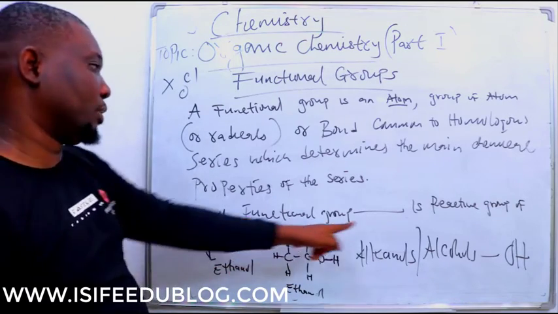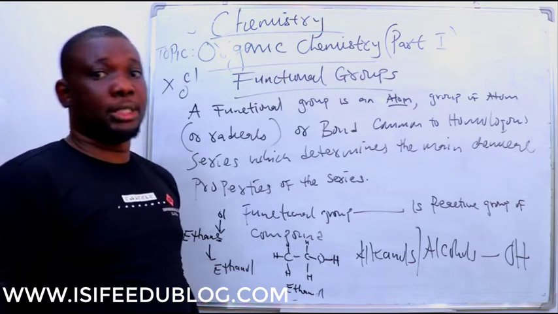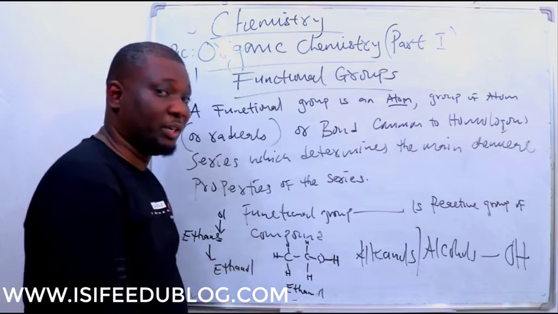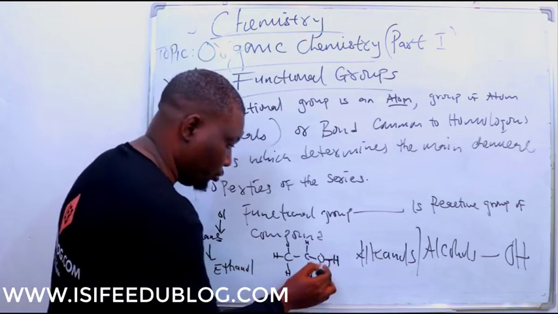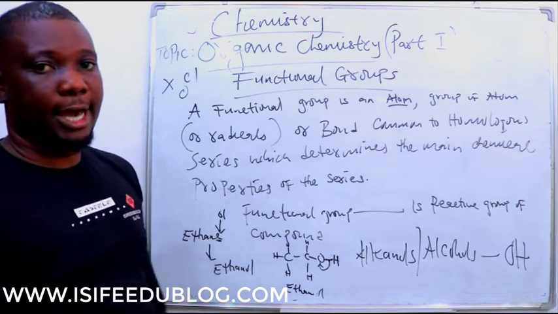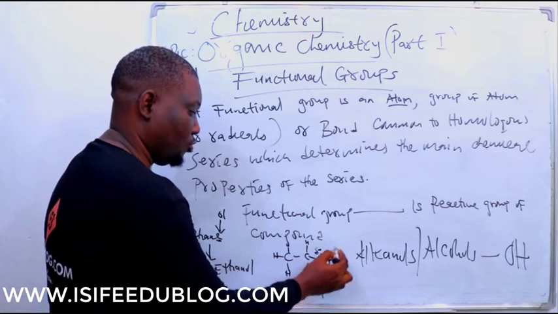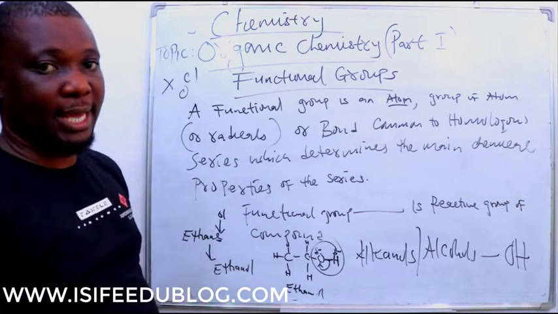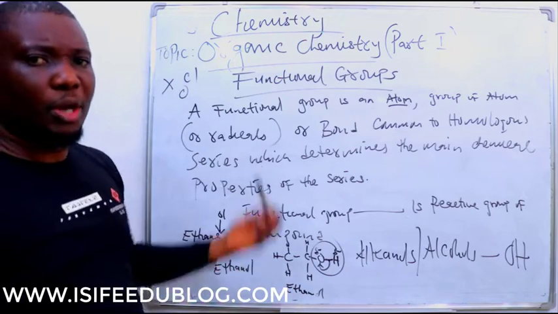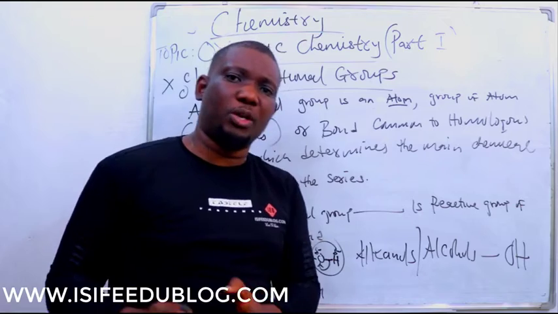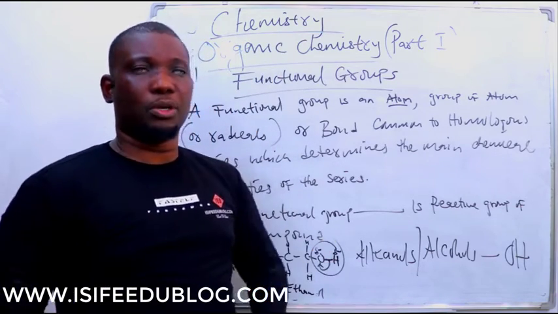That's why I can also call it the reactive group of a compound, because in this particular compound there will be an uneven distribution of electrons. Electrons tend to be pulled towards oxygen rather than hydrogen, making this side partially negative and here partially positive. So in a chemical reaction, the particular reactive part here is the functional group. So that is functional group. We're going to be looking at some common functional groups in most organic compounds.